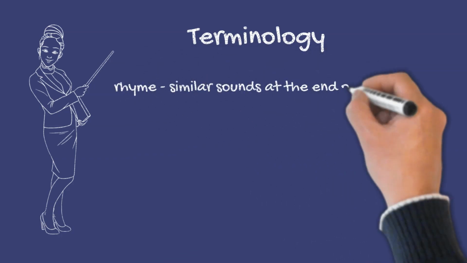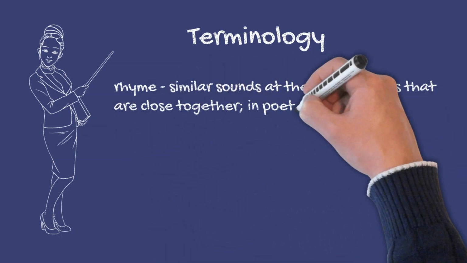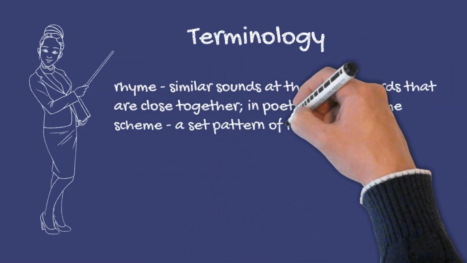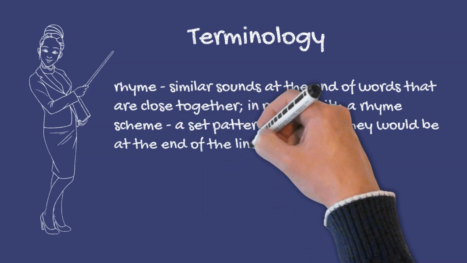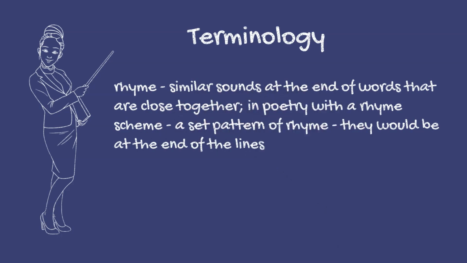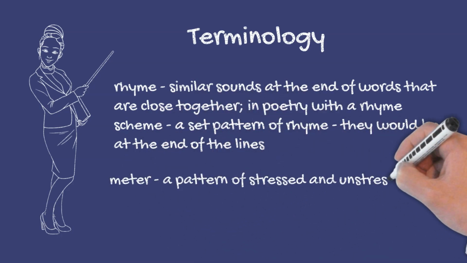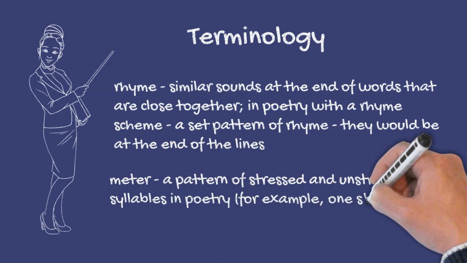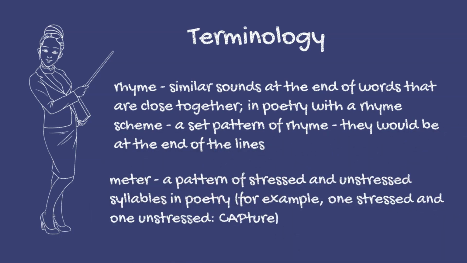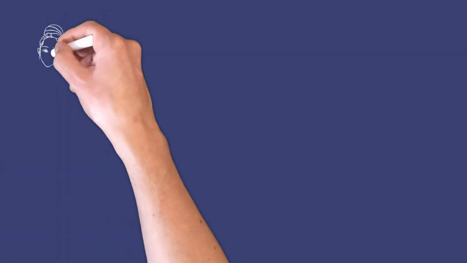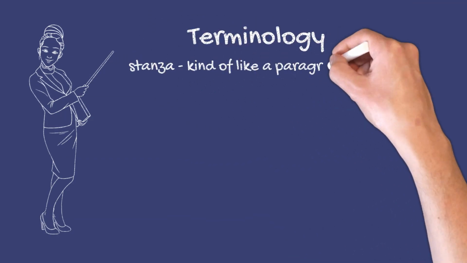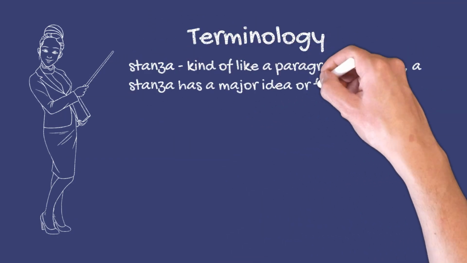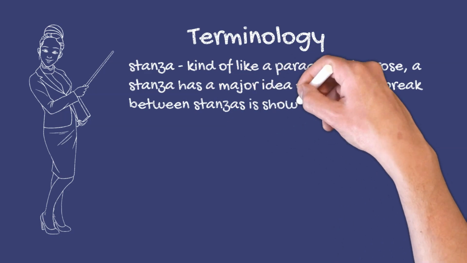First of all, rhyme. When we talk about rhyme, in general, it just means similar sounds at the ends of words that are close together. When we talk about a rhyme scheme in a poem, however, it's basically a set pattern of rhymed words at the end of lines. A stanza is kind of like a paragraph in prose. It marks separate ideas in poetry, and it's indicated with a blank line.